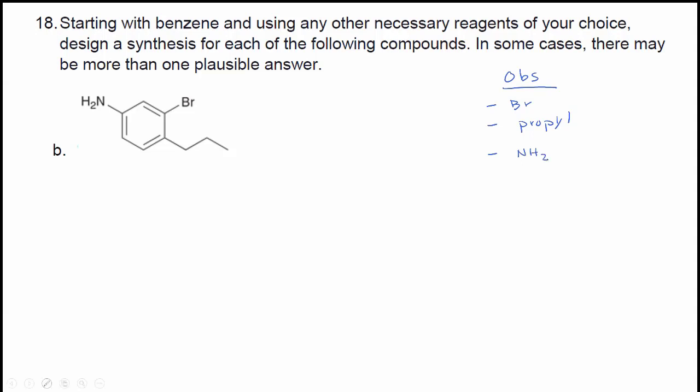So a couple of things that you want to note about the propyl group. That one is a straight chain, and so this one could undergo rearrangement if we tried to add it as is. We have two ways of putting that NH2 group on there. We can either go through the nitro group or the Cl.